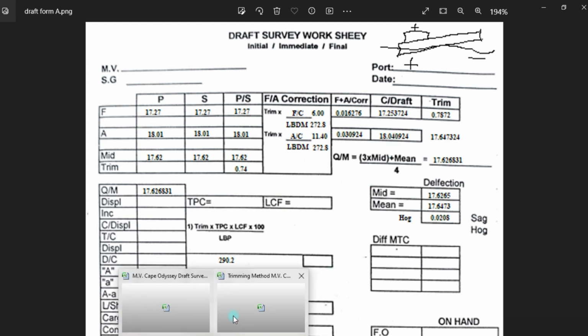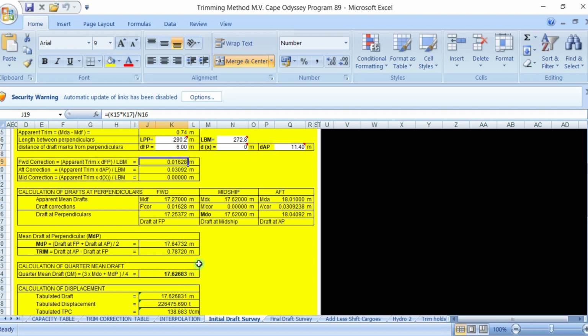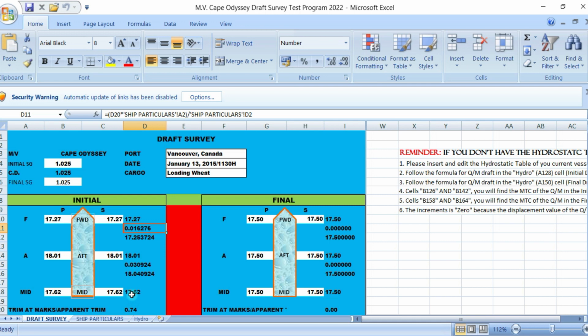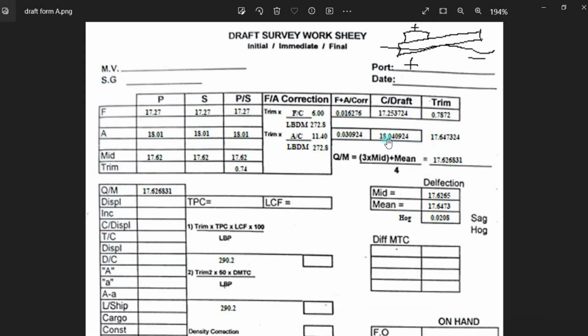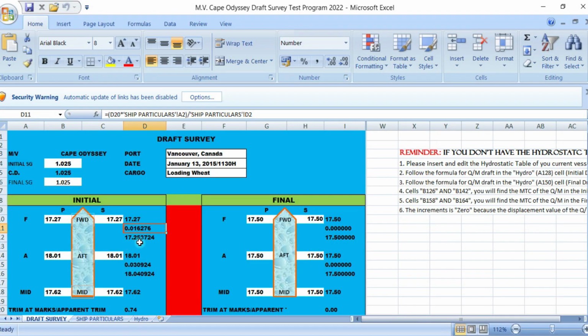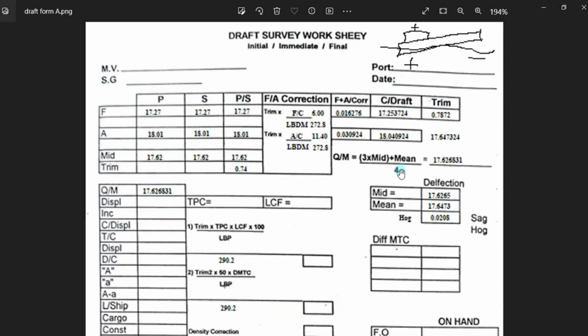Corrected up drop will be 18.04092. And the other side, the other drop, corrected drop will be 18.04092, which is this one, correct. And your forward will be 17.25372.